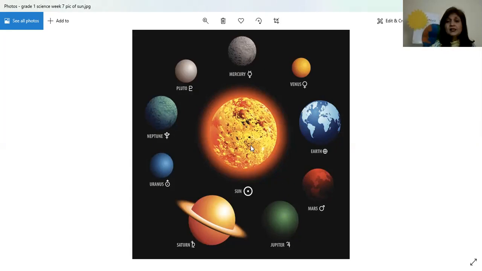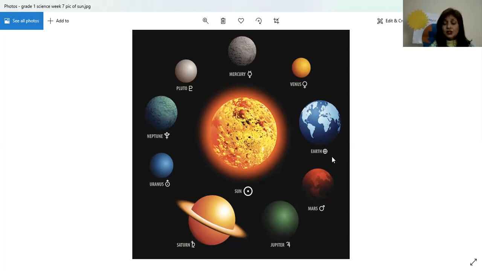Right? Do you understand? So let's read their names again. Mercury, Venus, Earth, Mars, Jupiter, Saturn, Uranus, Neptune and Pluto. So you can see they are all around the sun.